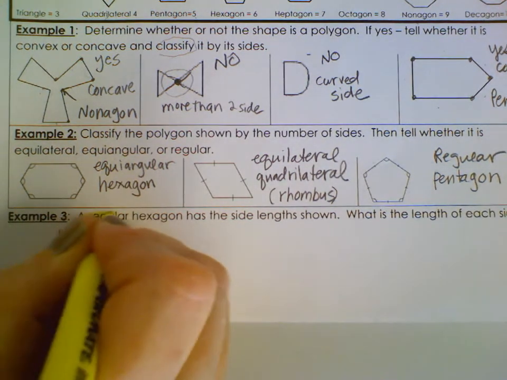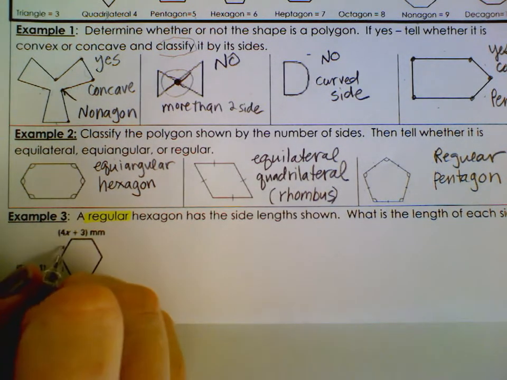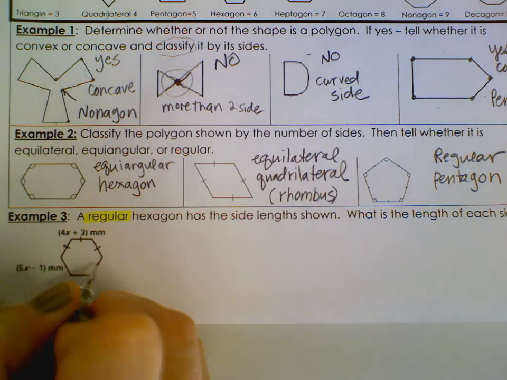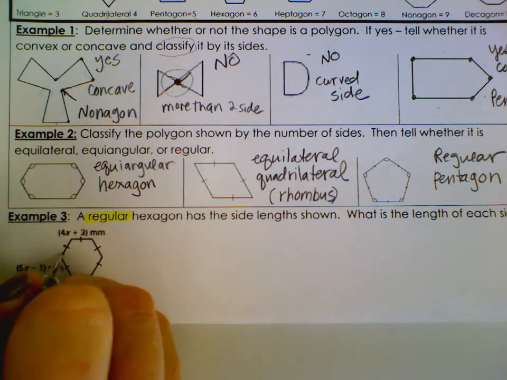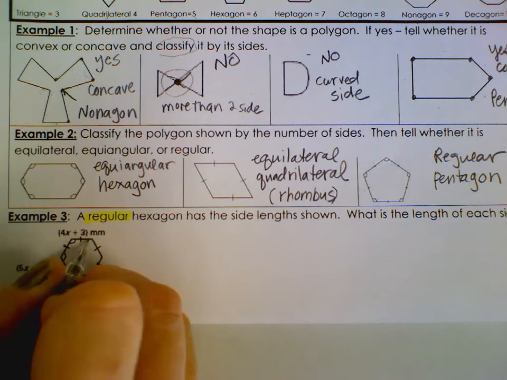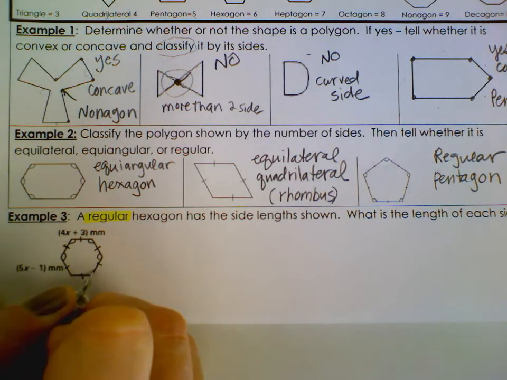Okay, and then example 3, it says a regular hexagon has side lengths shown. What is the length of each side? All right, so there's that vocabulary word regular. So that tells us that this hexagon has all congruent sides and it has all congruent angles. And it's a very tiny hexagon too.